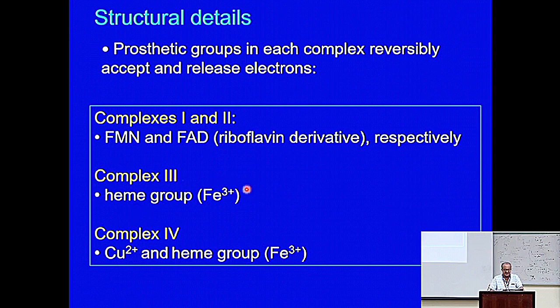Complex 3 has a heme group, but it has a ferric heme group, Fe plus 3. And complex 4 has a copper and a heme group as the prosthetic groups. So again, these are important in physically accepting the electrons, but remember that what catalyzes that exchange are usually the enzymes in these complexes. The prosthetic groups on their own can't do it. They need the respective enzymes in each of the complexes.